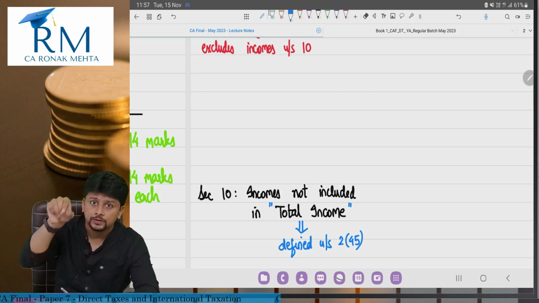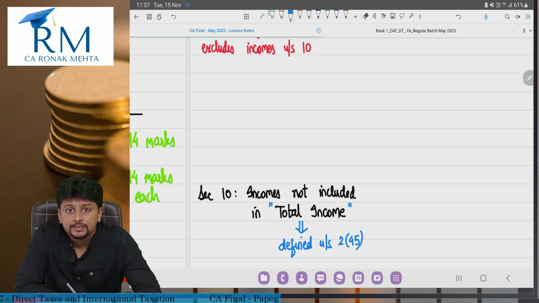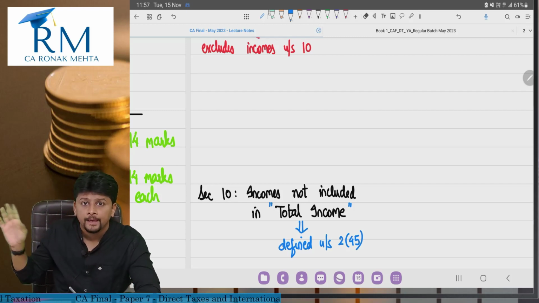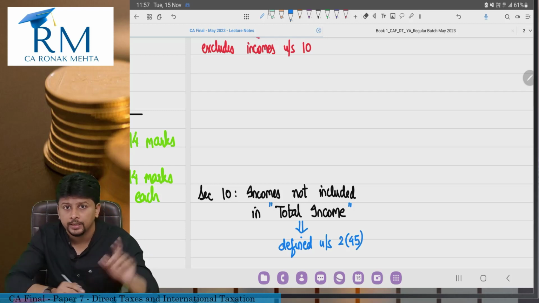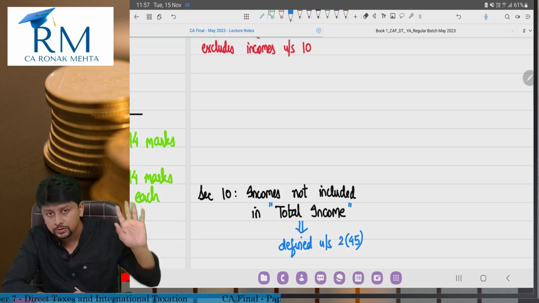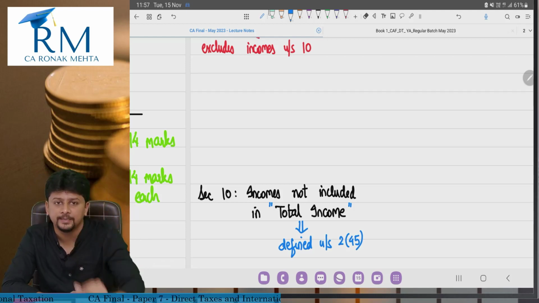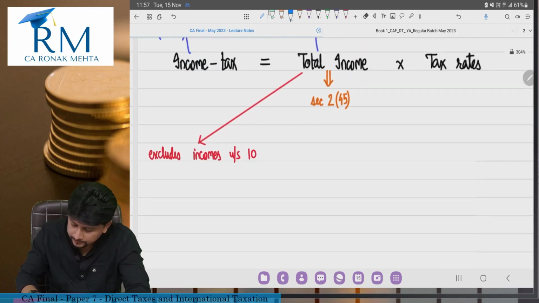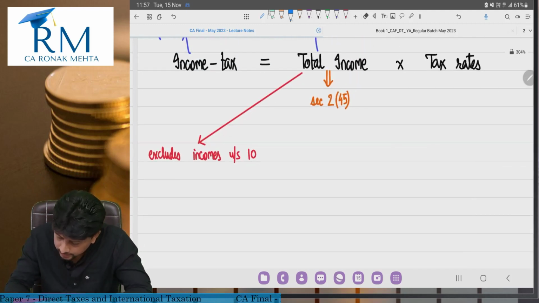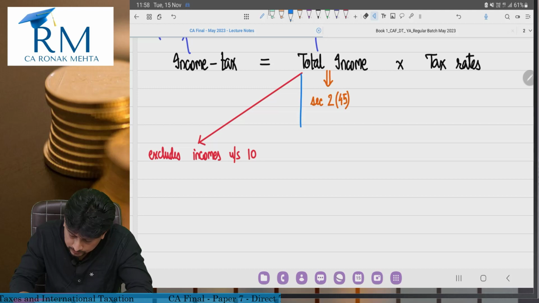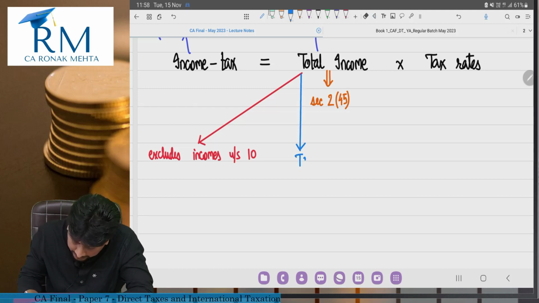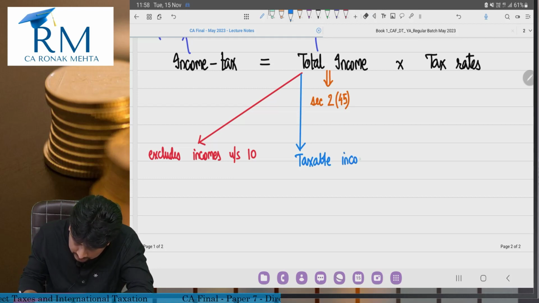One of the sections of that Income Tax Act 1961 is section number 10. And what is section 10 telling you? Section 10 is basically trying to tell you, okay, this income is not to be included in total income, therefore for simplicity we say it is exempt. That means total income will not include exempt incomes. So what will total income include? It will only include taxable incomes. It will only include incomes which are chargeable to tax.